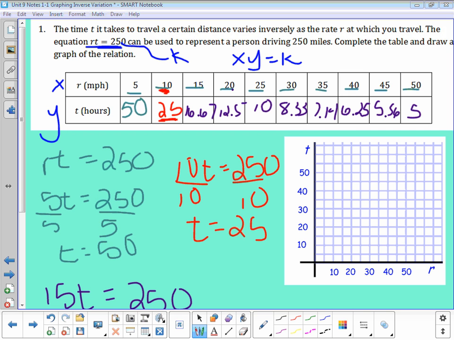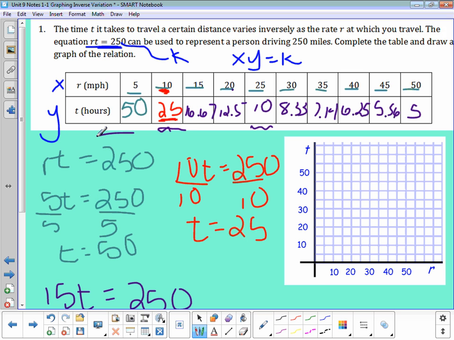Okay, so I filled in that chart for you. Hopefully you were able to calculate it out on your own as well. And now we're going to go ahead and graph these points. Notice that this is really the same as this one. They just flip-flop. That's what's going to happen with inverse variation. Sometimes they're going to flip-flop like that.